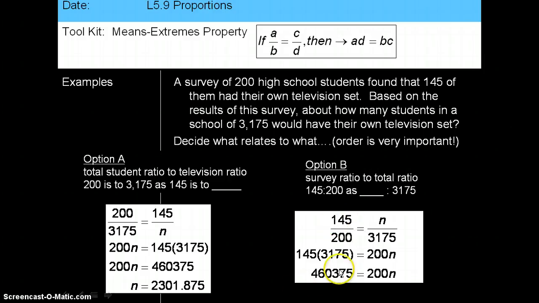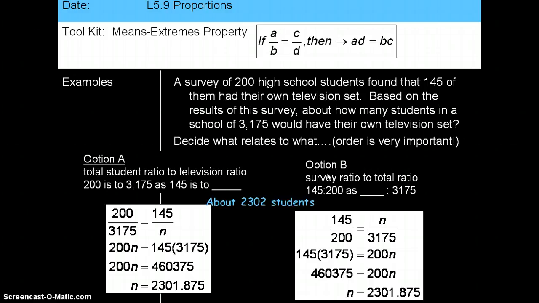And interestingly enough, we come up with the same numbers. Even though we started out with a different relationship, we do come up with the same numbers, coming out at n being equal to 2,301. Or in this case, we'd probably round up to about 2,302 students.